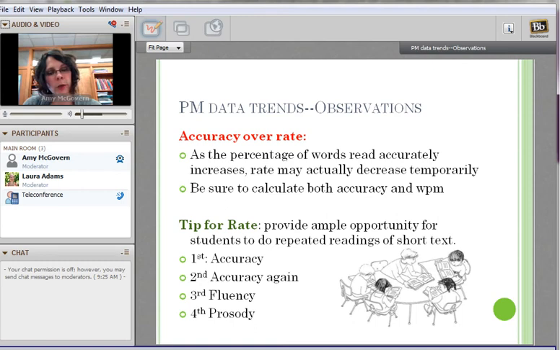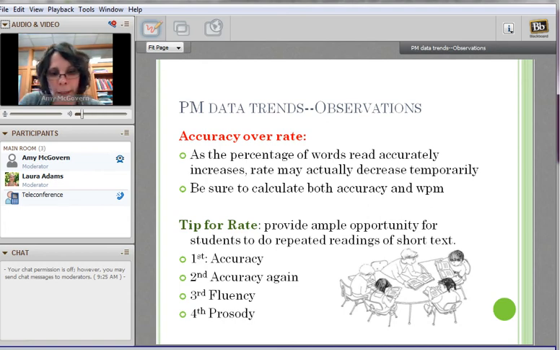So you want to be sure when you're calculating your data that you are always calculating the accuracy and the words read per minute. Because remember, proficient readers read with 97% accuracy, and that's been verified consistently. Dick Allington, there's a lot of research to confirm this. So we want that bar for our struggling readers to be there so they know what the goal is. Teach with the end in mind, right?